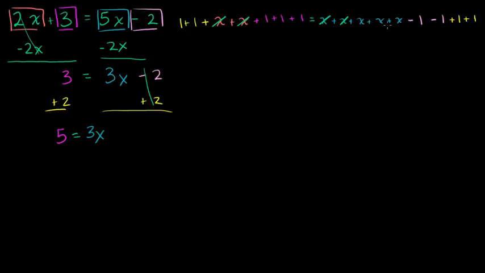And the right-hand side, we have the 3x's right over there. And then we have the negative 1, plus 1, plus 1. Negative 1, these cancel out. They get us to 0. So we're just left with 5 is equal to 3x. So we have 1, 2, 3, 4, 5 is equal to 3x.